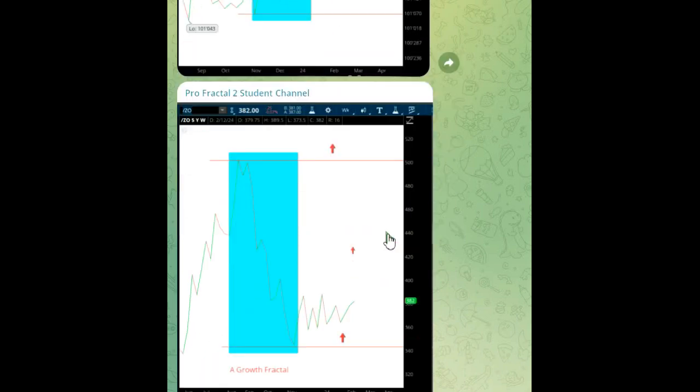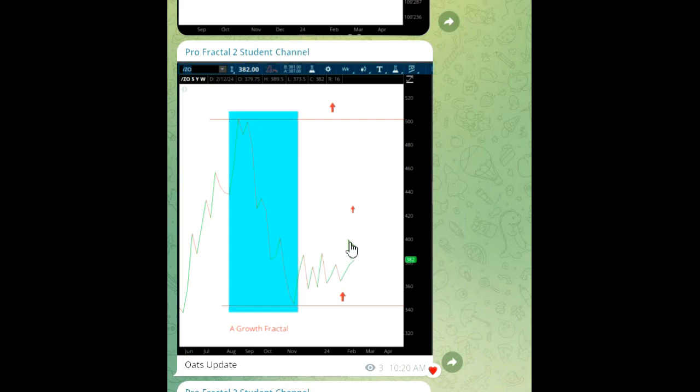We have here another growth fractal. 1, 2, 3, 4, 5, 6, 7. Very typical. Okay. Trend will be up. I believe this is heating oil, and we detected that. Oh no, that's oats. I'm sorry. The trend will be up, but if we break the channel, then the trend will be down.